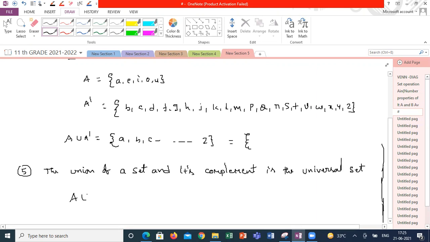How can I represent it? A union A dash is always the universal set, or B union B dash is always its universal set. If the universal set is not defined, it is not easy, or I can say almost not possible, to do the union of a set and its complement. Is it clear, guys, what I'm saying? So whenever they ask for the union of a set and its complement, definitely you have to identify somewhere in the question a definition for the universal set. Is it clear?